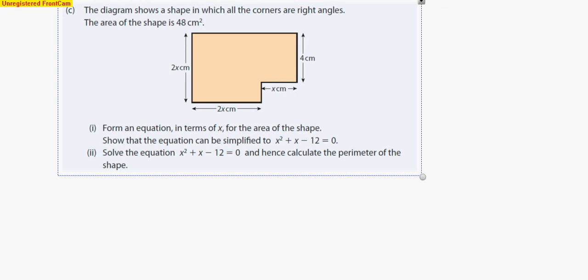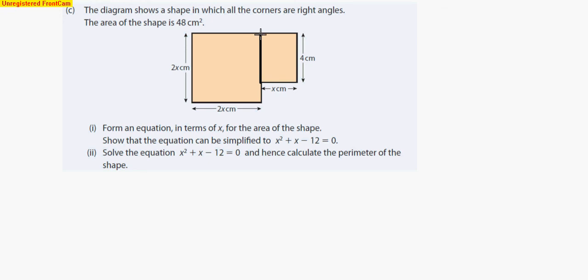Next one. The diagram shows a shape in which all the corners are right angles. The area of the shape is 48. So the area of this is 48. If I was to cut this here in half, we have two areas that add up to 48. Form an equation in terms of x for the area of the shape. Show that the equation can be simplified into x squared plus x minus 12 equals 0.